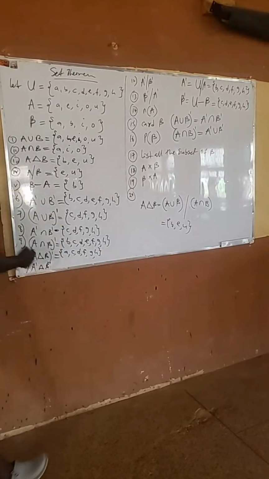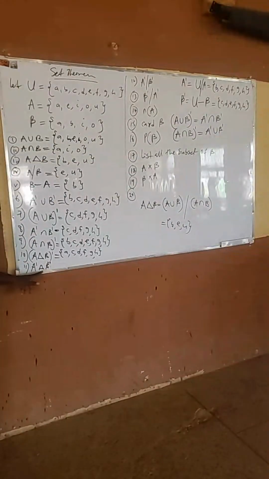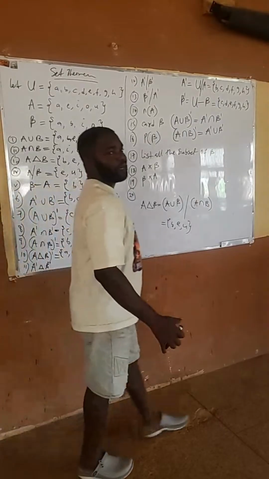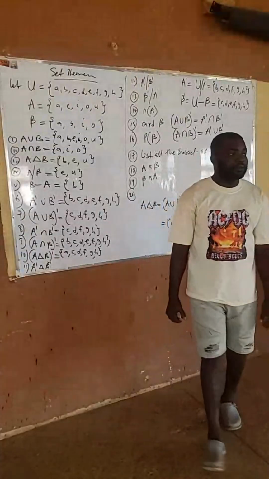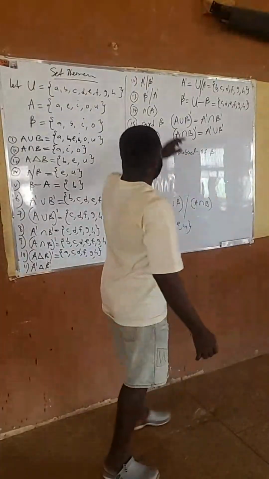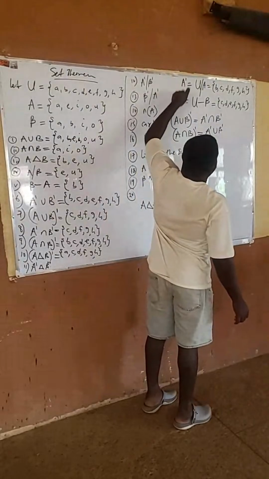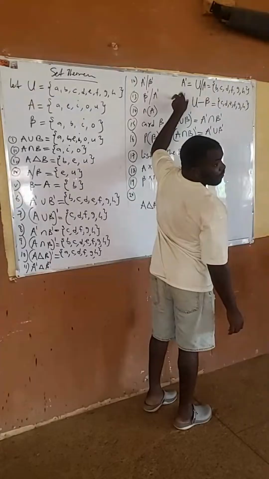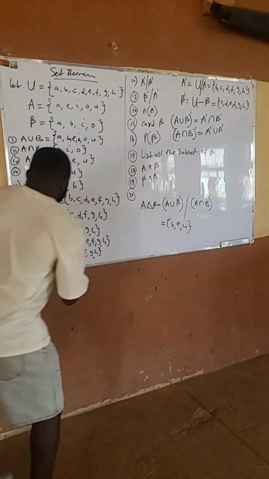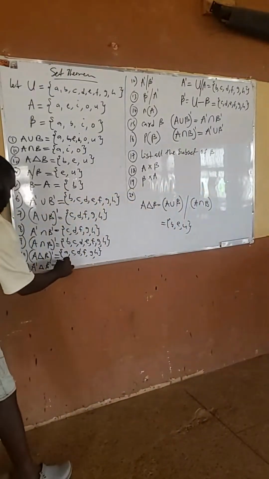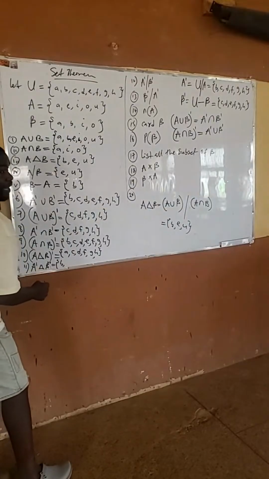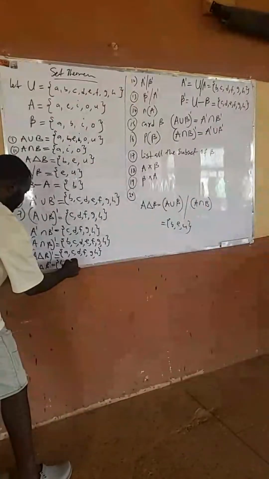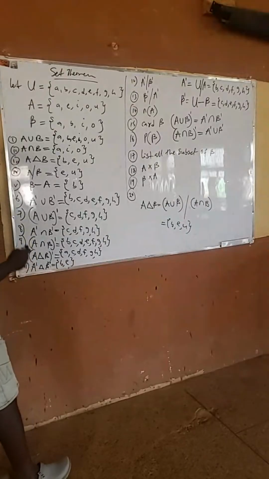Who can tell me what this one is now? A complement symmetric B complement. What does it mean? The uncommon elements between these two, the ones they don't have in common. Tell us. The ones they don't have in common. Let's go. B and what? B and E. Is that all? Okay, B and E.